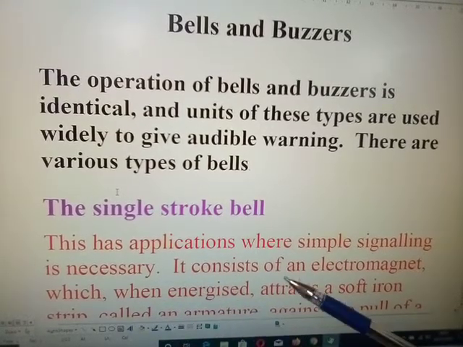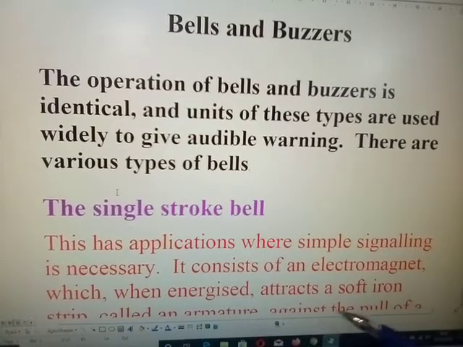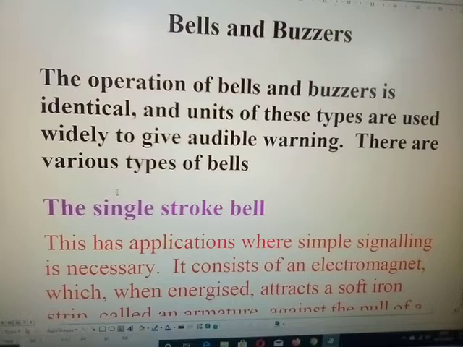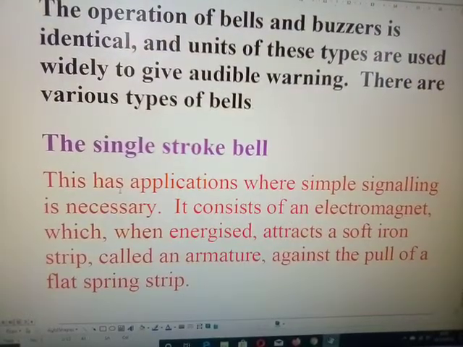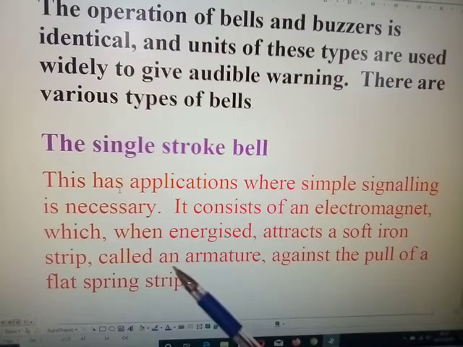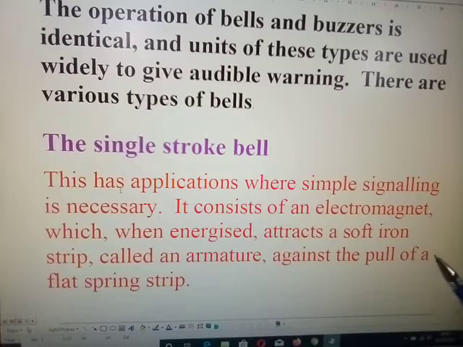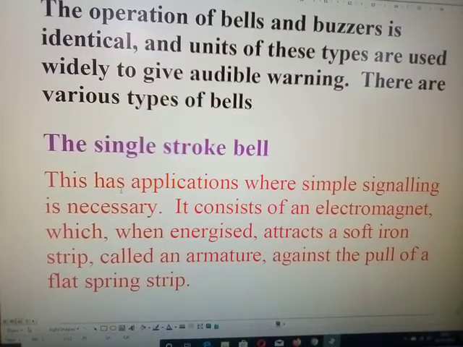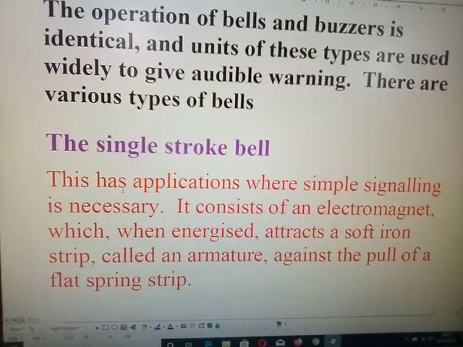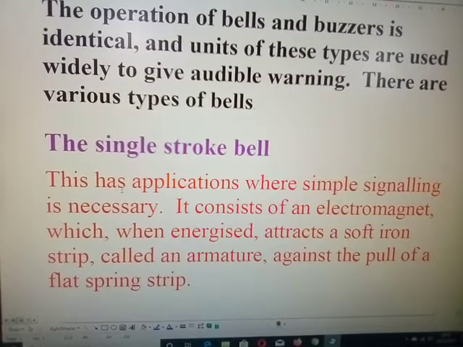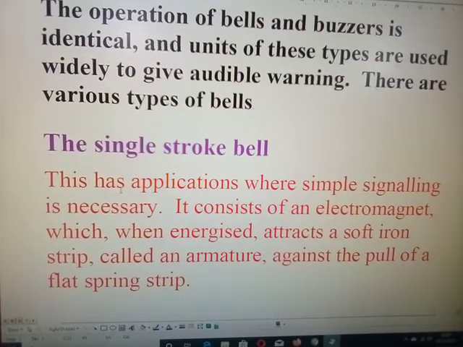It consists of an electromagnet which, when energized, attracts a soft iron strip called an armature, against the pull of a flat spring strip. The flat spring strip acts as a tensioner, so it holds it in one position against the magnetic pull of the coil when it is energized.